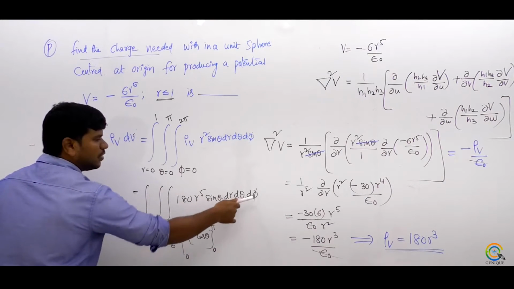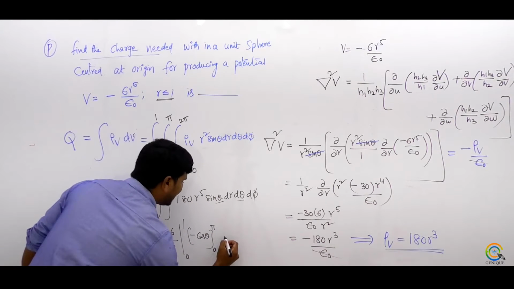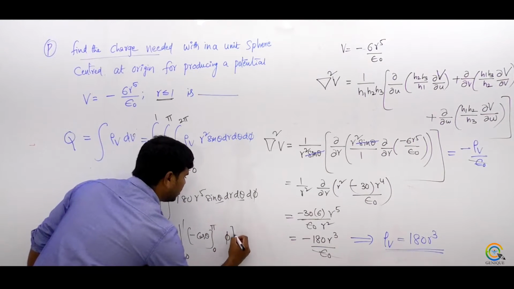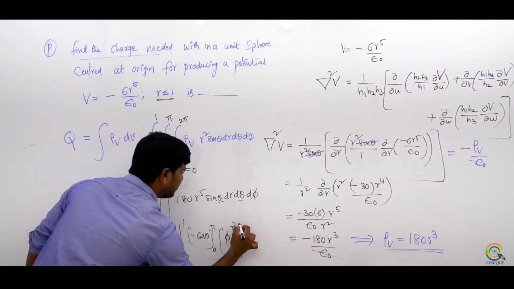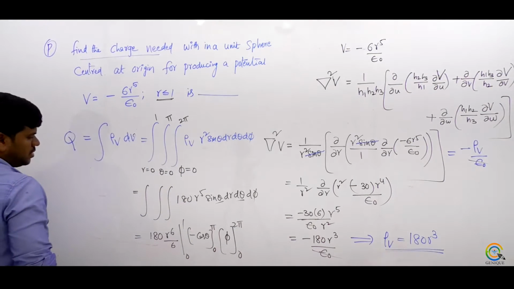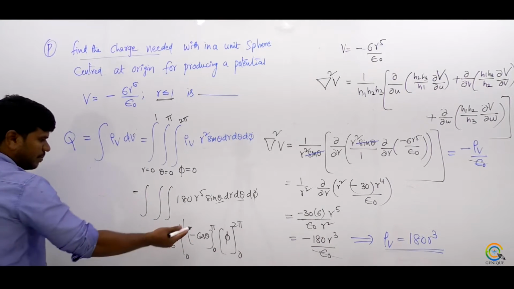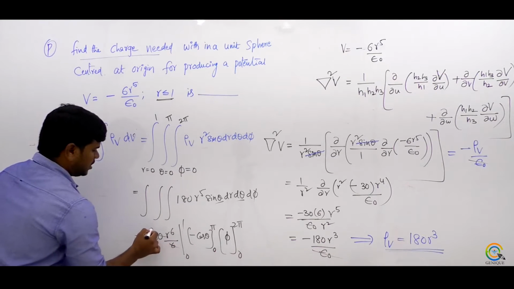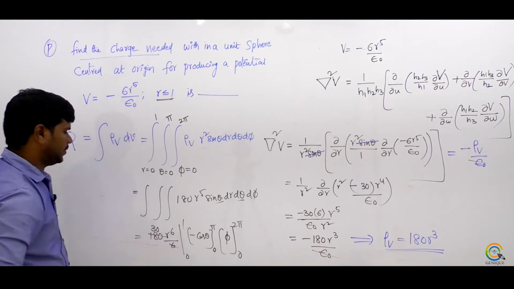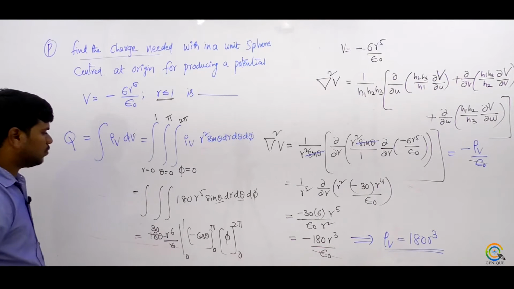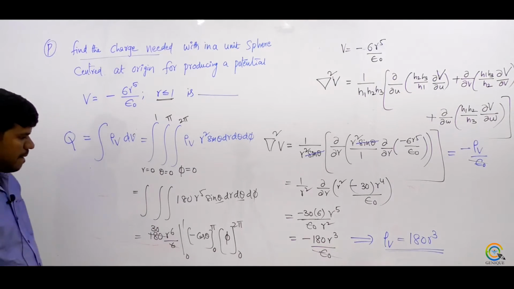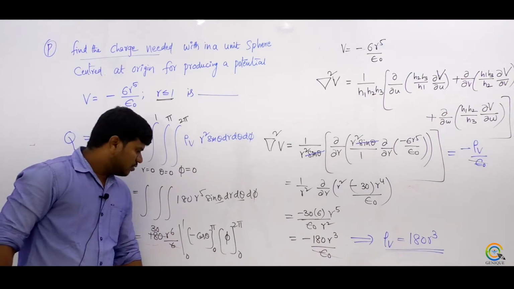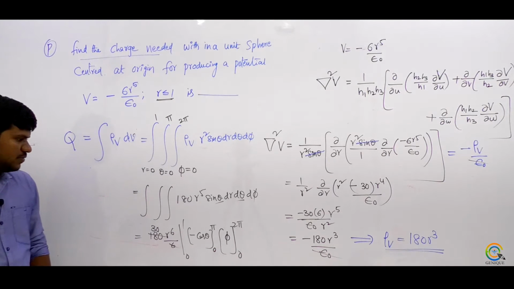And if I integrate sin theta d theta, you get this. If I integrate d phi only, you will get only 2 pi. Understand? The minus is there, so this will be 30 into 1 into cos pi minus 1, which is 2, into 2 pi.